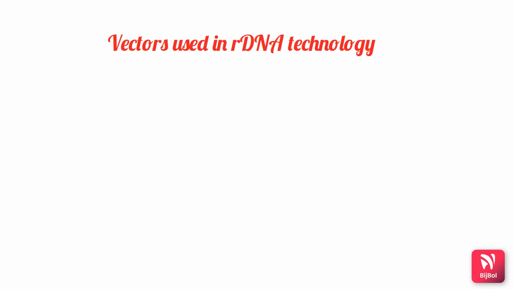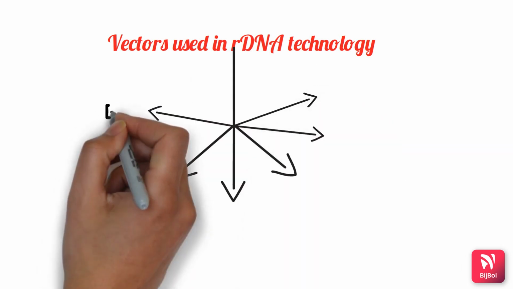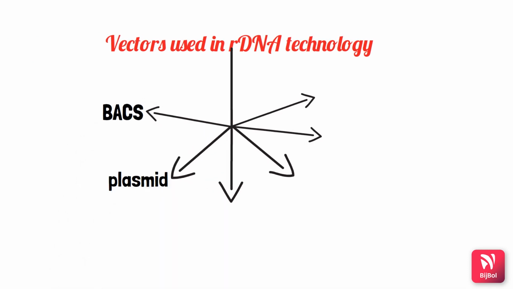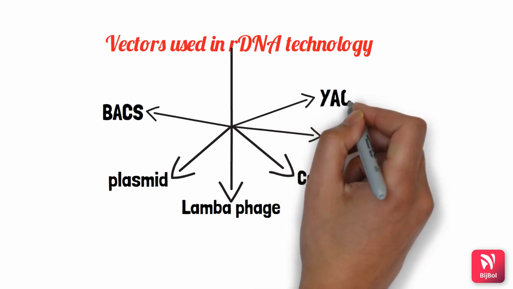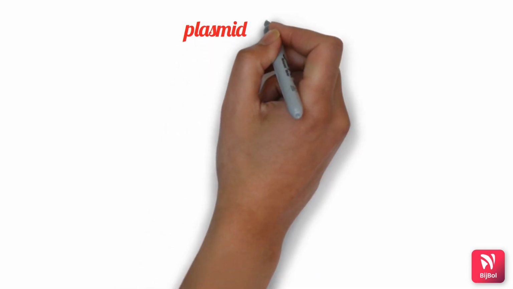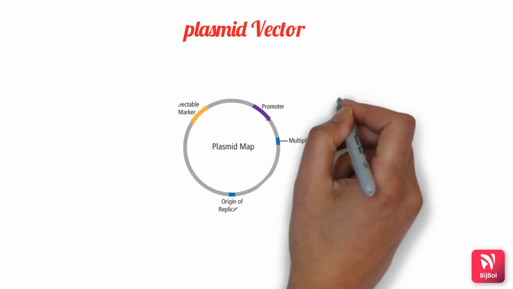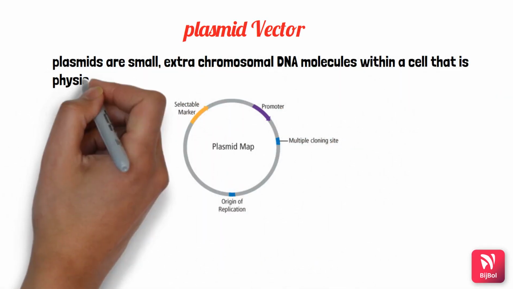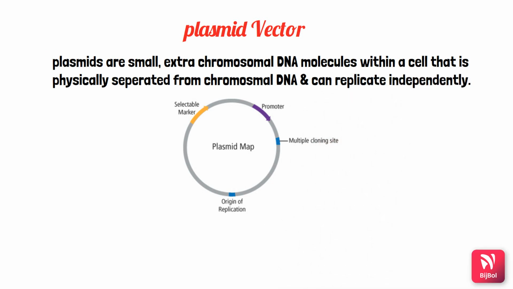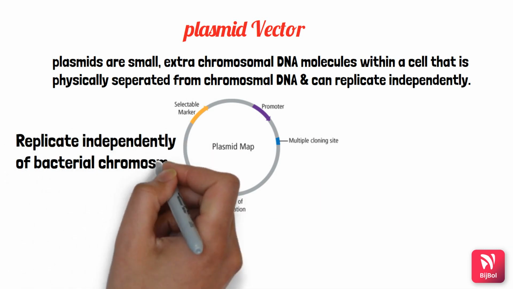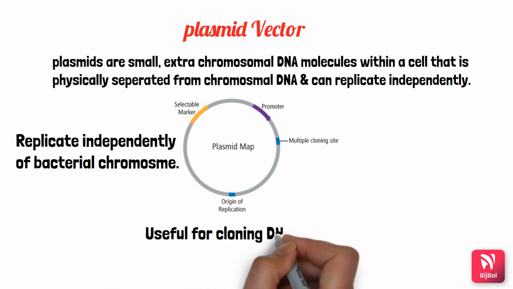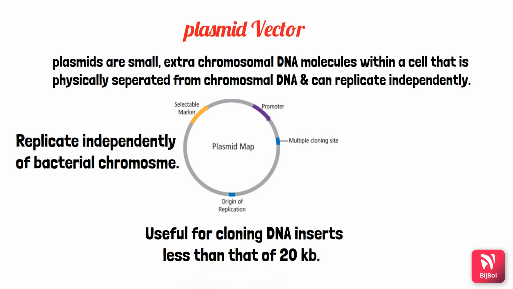Now let us discuss the types of vectors used in rDNA technology. Vectors used are BACs, that is bacterial artificial chromosomes, and plasmids. Apart from this, lambda phage vector, cosmid vector, expression vector, and YACs, yeast artificial chromosome vectors. Let us discuss each vector in detail. Firstly, the plasmid vector. Plasmids are small extrachromosomal DNA molecules within a cell that are physically separated from the chromosomal DNA, and they can replicate independently. Plasmid can replicate independently of the bacterial chromosome, and it is useful for cloning DNA inserts of less than 20 kilobase pairs. So please remember, a plasmid is able to carry only a small number of base pairs.